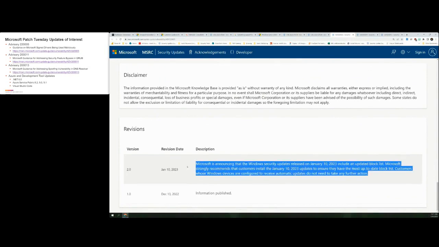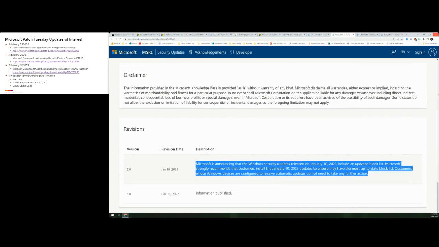Here's the note that I was looking for. Microsoft is announcing that as of the January 10th, 2023 release, they included the updated block list. Microsoft is strongly recommending that customers install January 10, 2023 updates to ensure that they have the most up-to-date block list in place. Again, the risk here is right now there's drivers floating around that are signed by what should have been a trusted signature, which bypasses the security measures in place. So now that those have been identified and properly blocked, getting this in place will make sure that you're protected.